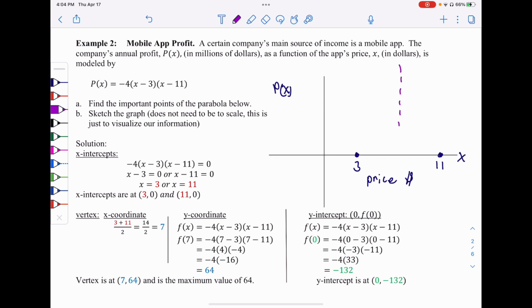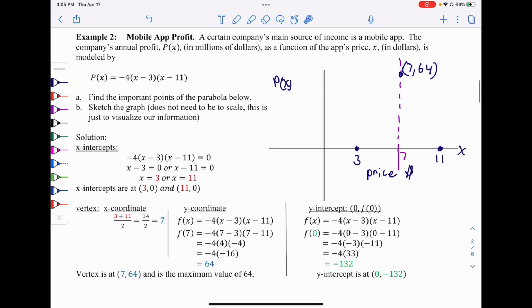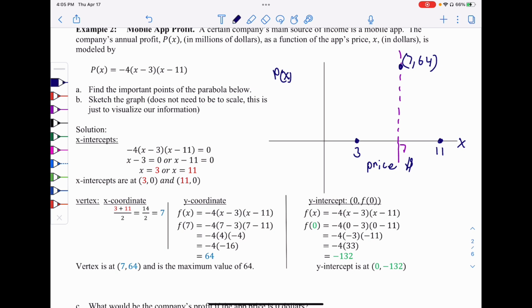Stuck in the middle is 7. We substitute 7, we get 64. That's our height, 7 comma 64. And for our y-intercept, substitute 0 into our function, and we get negative 132. So it's going to run out of graph. Let's say it was way down there. Negative $132 million.